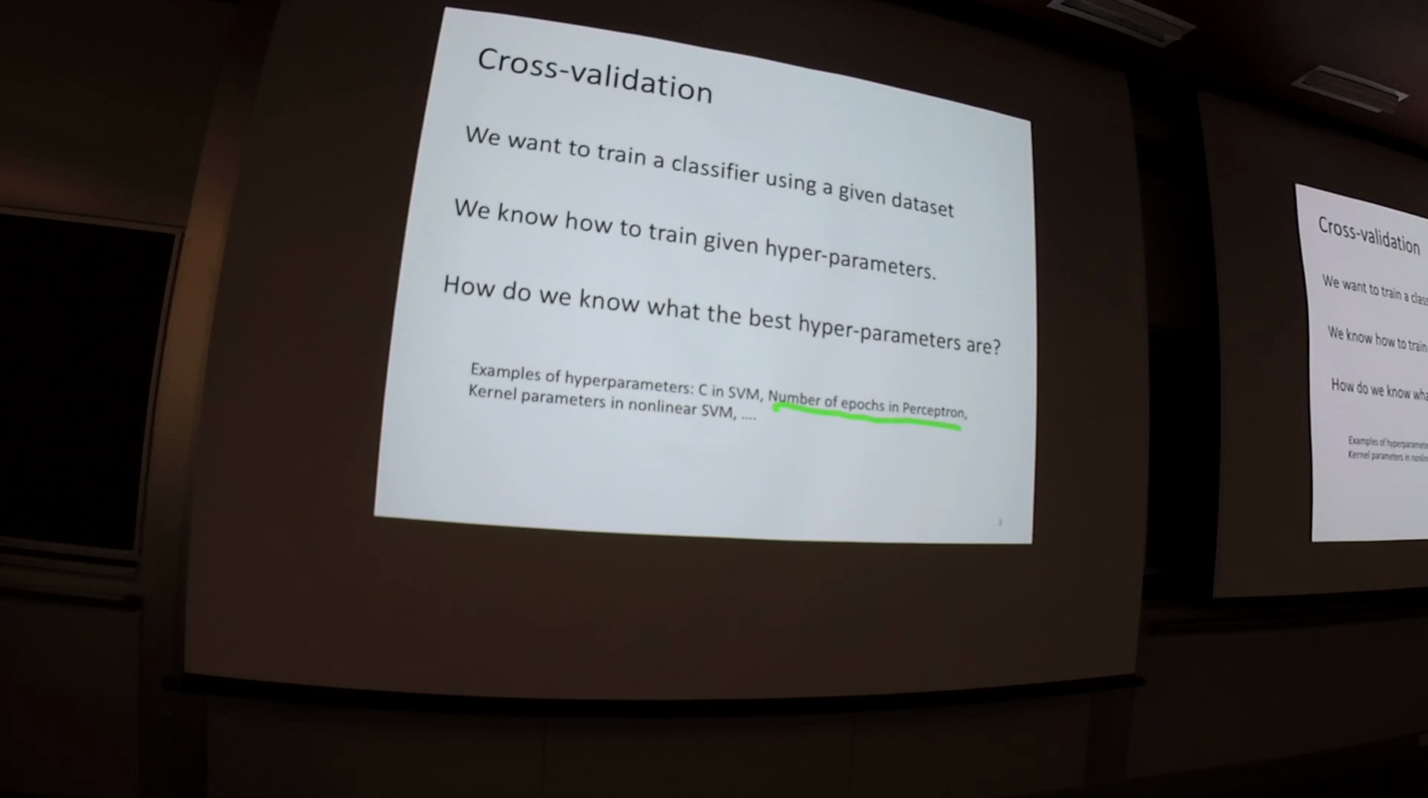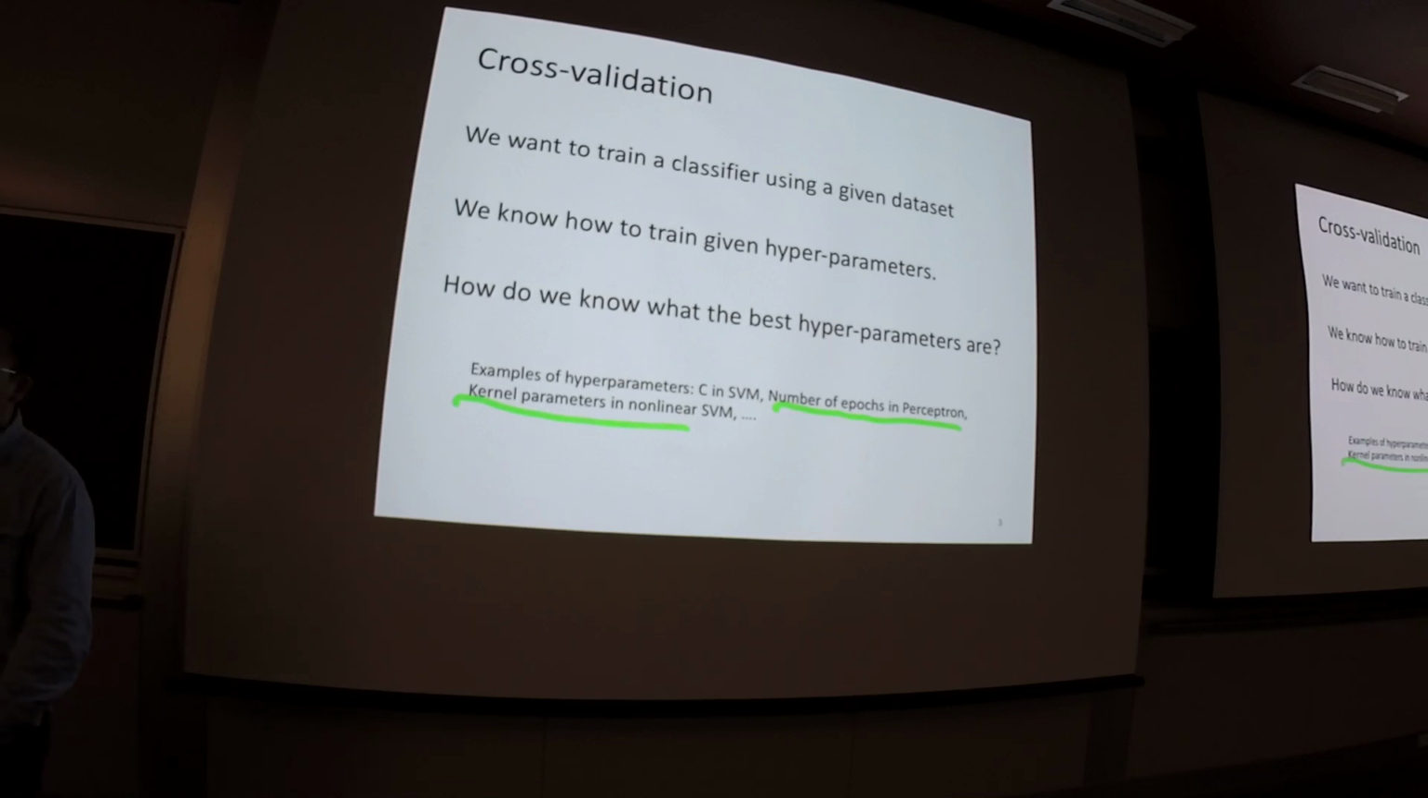Other examples of hyperparameters include kernel parameters in nonlinear SVM. If you have started your homework, you are required to implement a nonlinear SVM with Gaussian kernel. In the Gaussian kernel, we know there is a hyperparameter. I hope that you can use cross-validation to select the best hyperparameter as well.